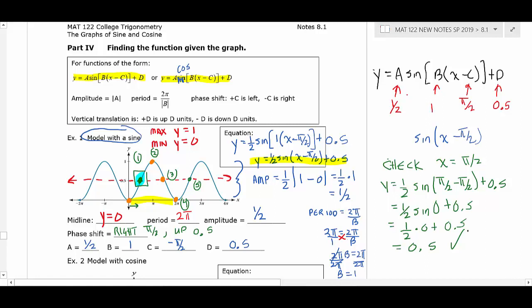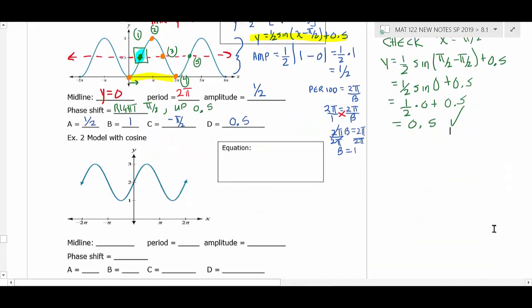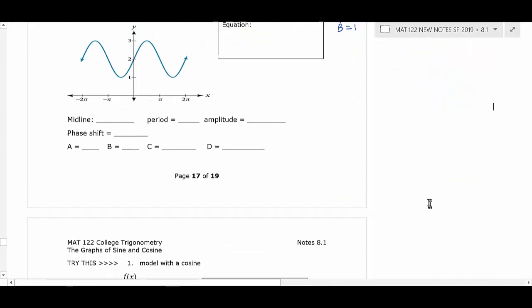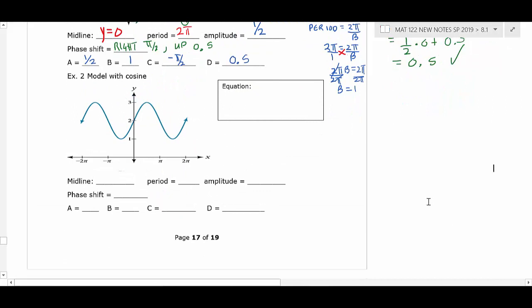So you can tell, I mean, one point doesn't prove it, but if you do at least 2 points, then you can tell that you've done that right. Okay, so hopefully that'll go well for you as you're doing these problems. Okay, so let's move to the next one. And the next one we have this given graph, and this time we're going to model this one, I decided, with a cosine.